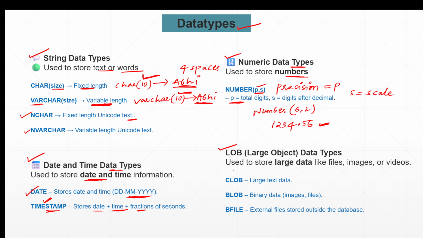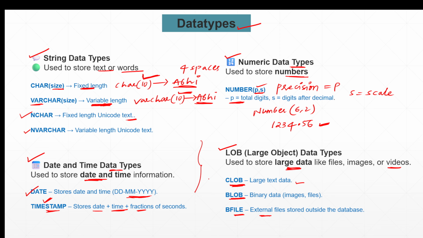Finally, we have LOB data types, which are used for large data, like documents, images, or videos. Here CLOB is for large text and data such as long reports or XML files. Understood? And BLOB for binary data. It stores images, PDFs, files, or videos. And BFILE is used for external files that are kept outside the database. So LOB data types are mainly for handling big data that doesn't fit into normal columns.